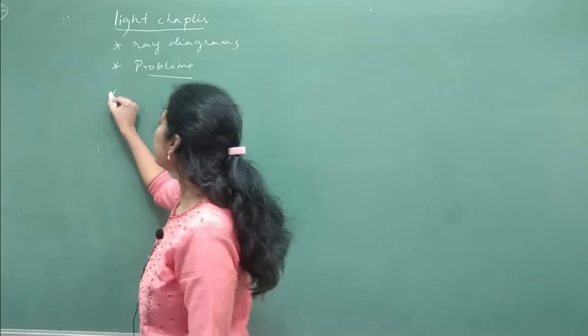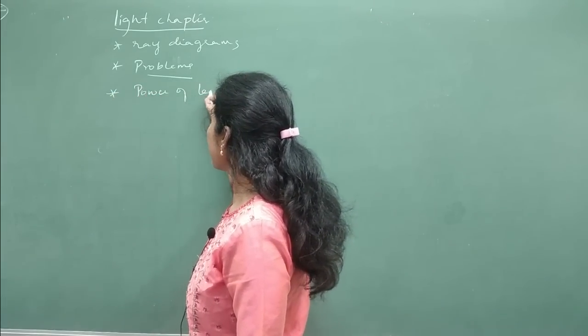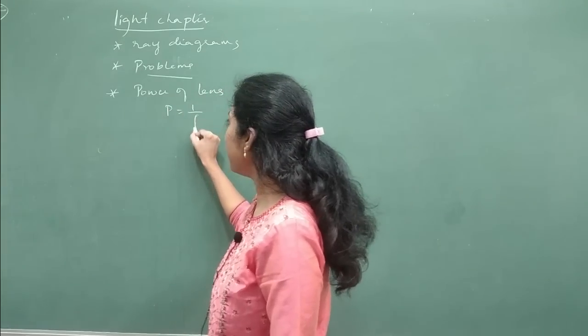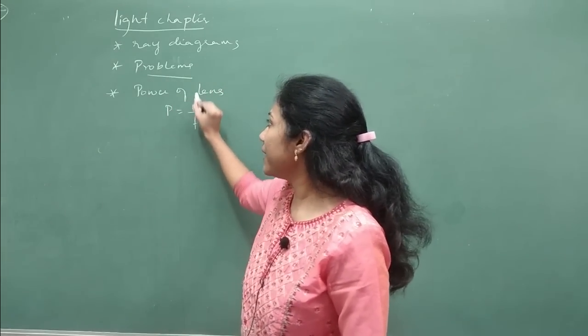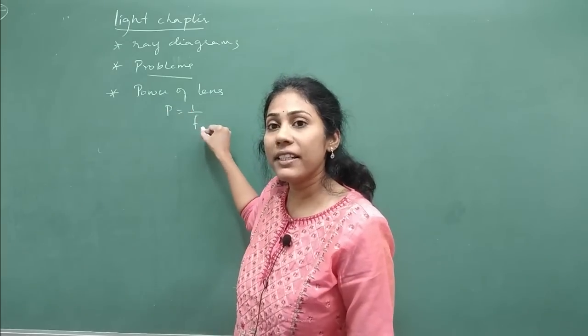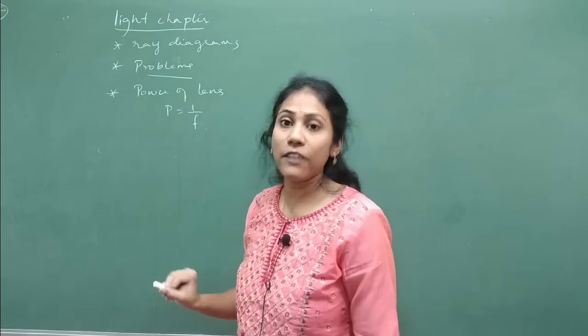And then power of lens you concentrate on. So you have power is equal to 1 by f. So small problems relating to power of lens. Focal length they'll give you, power they'll ask you, or power they'll give you, focal length they'll ask you. So that sort of questions you can focus on.